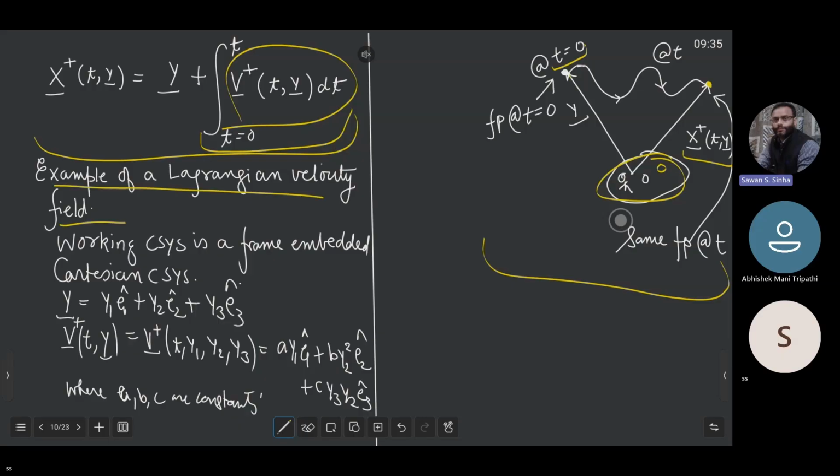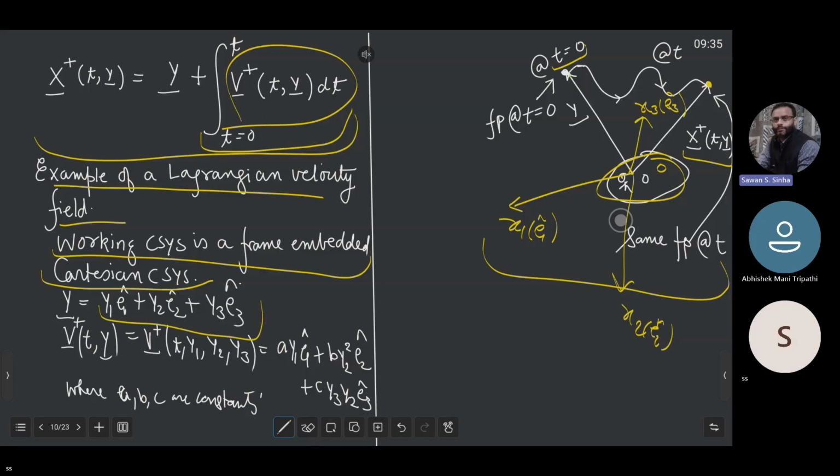Example of a Lagrangian velocity field. So suppose my working coordinate system is a frame embedded Cartesian coordinate system, something like this. Then y, like any other position vector, will be written in terms of its scalar components like this. And then possibly the velocity field of the whole flow domain can be written first in a functional form in this way: t, y1, y2, y3, and it could be something like this. This is just a random example I am giving you: a y1 e1, b y2 square e2, c y3 y2 e3, where a, b, c may be functions of time.